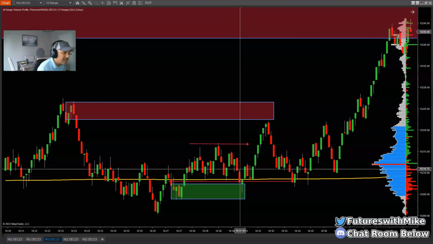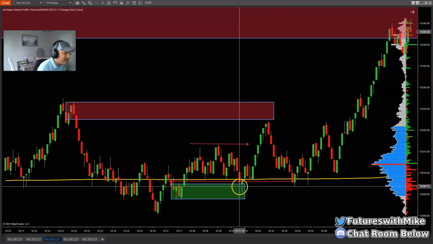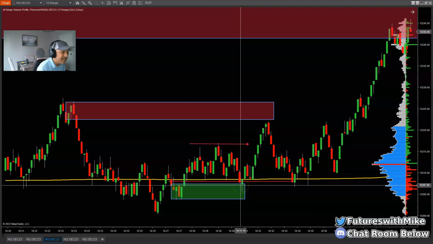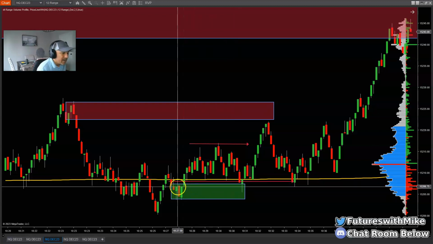This last red down candle. That last red down candle didn't tap into the zone. It was the next candle that did. Okay. Now, let's look at some examples of what takes place. And let's talk about this as well, why I have this here.